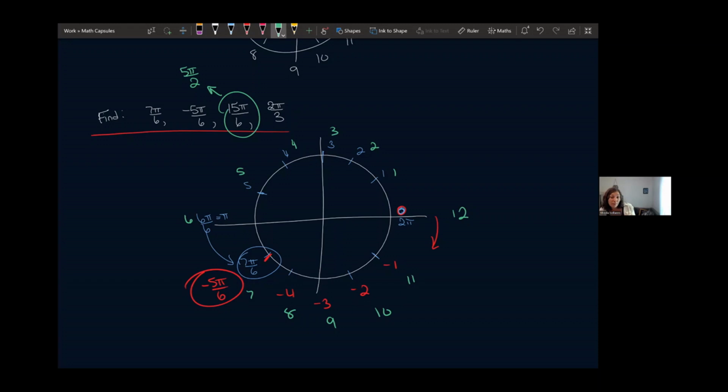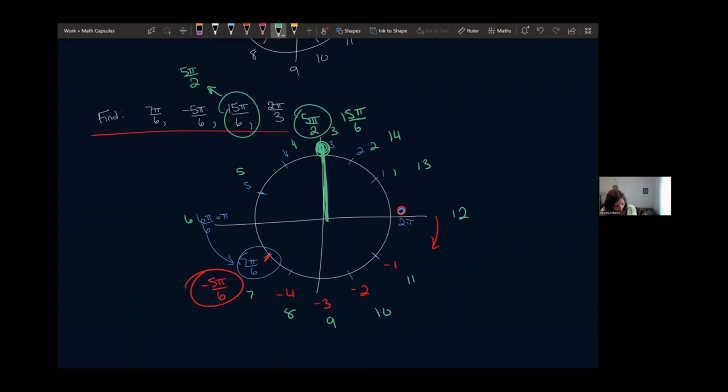Or you could have skipped all that by saying, well, I know that when I get to 12, I'll be back at 2 pi. And you could have started from there. And then from the 12, you'd go 13, 14, 15. So 15 pi over 6 lands me right here, which makes sense because it's a multiple of pi over 2. So I've located 3 of my angles. The first one is in blue, second one is in pink, third one is in green.